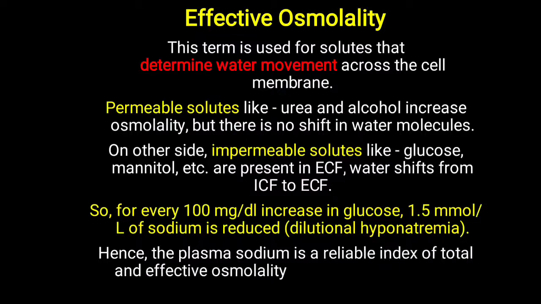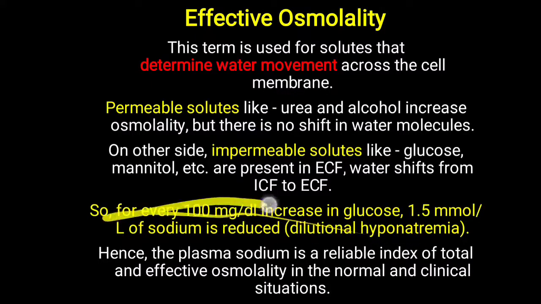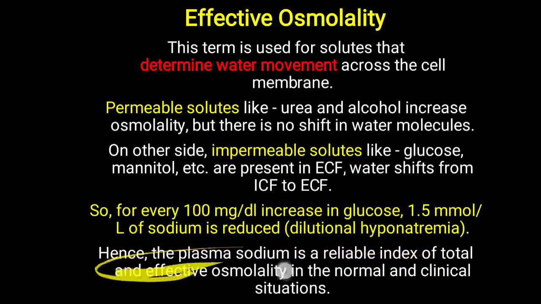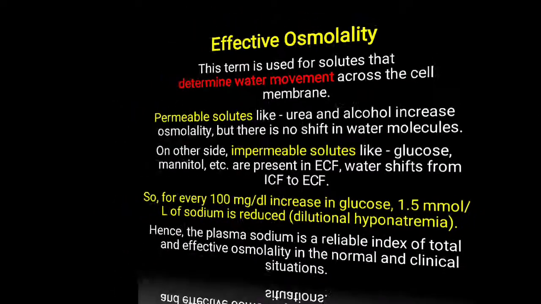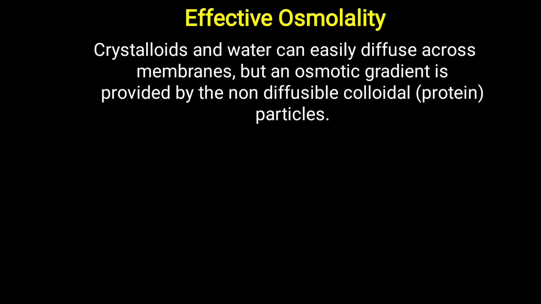So hence the plasma sodium is considered a reliable index. Suppose hyponatremia is there, but an increased level of glucose is seen, so that is called a reliable index of the total and effective osmolarity in normal and clinical situations. Not only sodium and glucose, sometimes other molecules also affect the overall osmolarity, like crystalloids and water, which can easily diffuse across the cell membrane, but an osmotic gradient is mainly provided by the non-diffusible colloidal particles, like protein. So protein, particularly plasma protein, is also an important part.